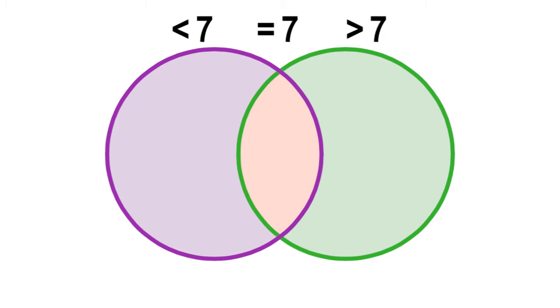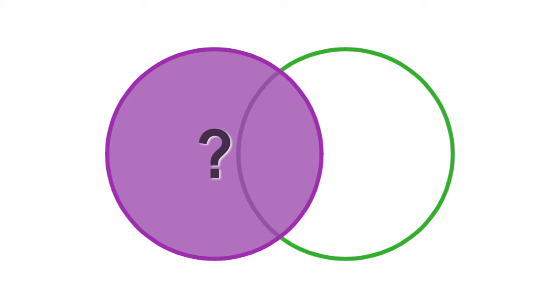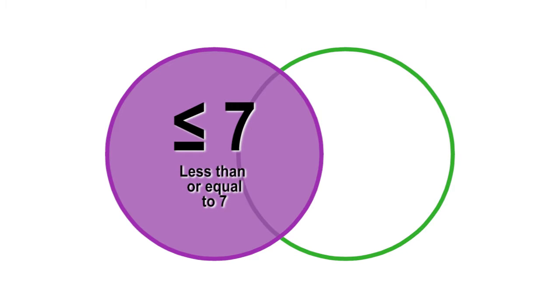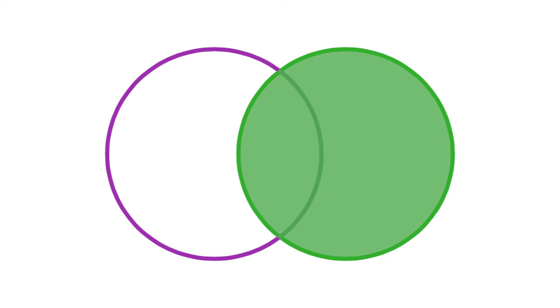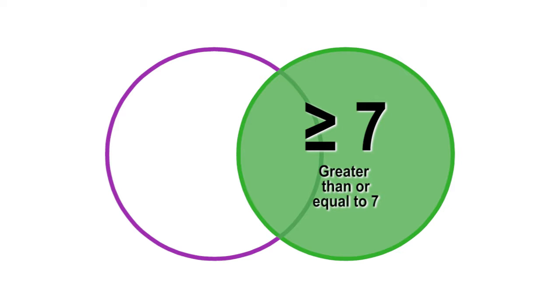If the far left purple only section represents the values less than 7, the middle overlap portion is equal to 7, and the far right green section is greater than 7, then what does the whole purple circle represent? The entire purple section has values that are equal to 7 or less than 7. This is represented by the equal to or less than symbol. This includes all values that are 7 and smaller. For example, 2 and 6/10 is equal to or less than 7, and 14 halves is equal to or less than 7.